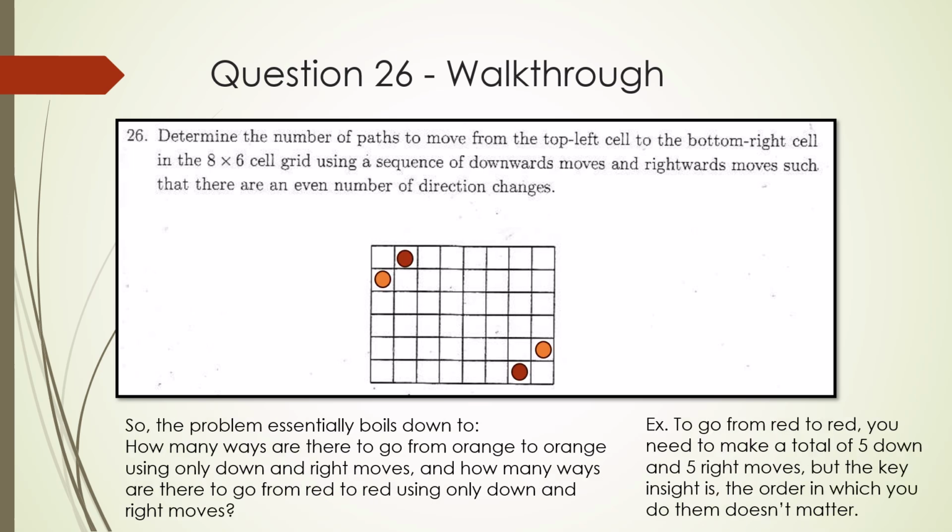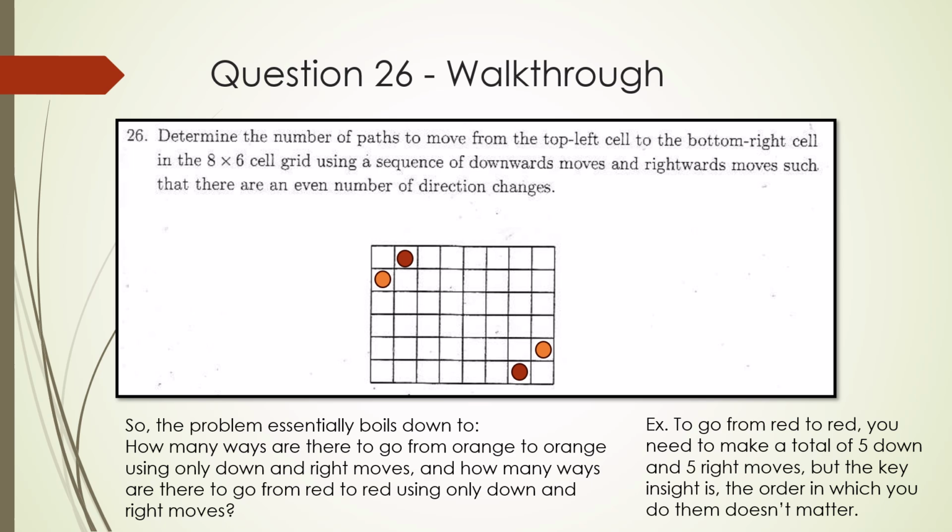So you have two possible choices. You start with the red dot and you end with the red dot. Why? Because you move right originally and you want to move right at your very last step. So that's one possible way. Or you move down originally and you end by moving down. Right? So that's what you need to figure out. So the problem essentially is how many ways are there to go from orange to orange using only down and right moves, because that's the constraint, and similarly for red.